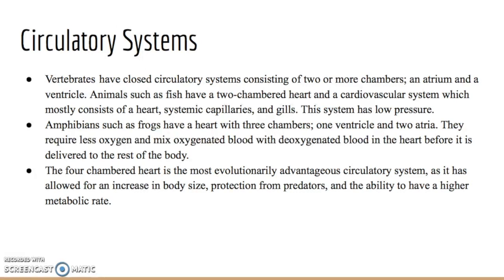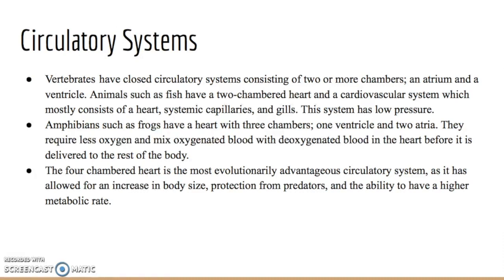Circulatory systems. Vertebrates have closed circulatory systems consisting of two or more chambers, an atrium and a ventricle. Animals such as fish have a two-chambered heart and a cardiovascular system, which mostly consists of a heart, systemic capillaries, and gills. This system has low pressure.